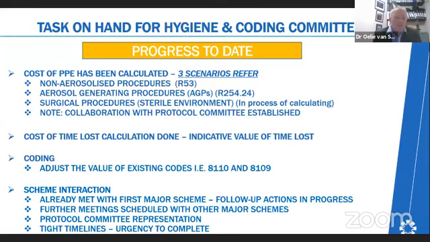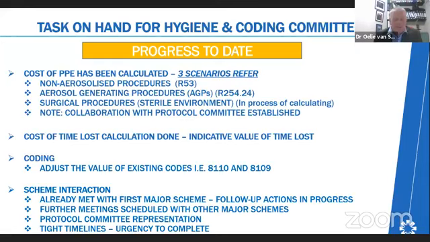So the cost of the time loss calculation was done, and that is a very good indicative value of time lost, in the interest of perspective. And in coding, we've decided, and we've had quite a bit of debate around that, to keep it simple. You know, it's better to use existing codes.